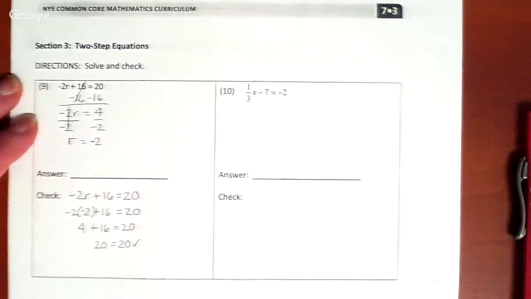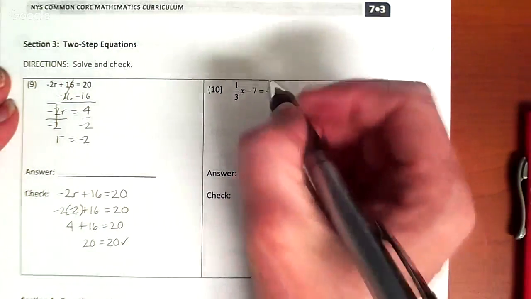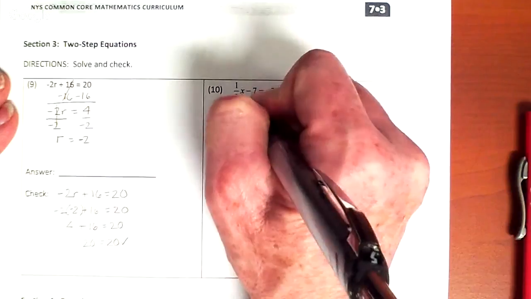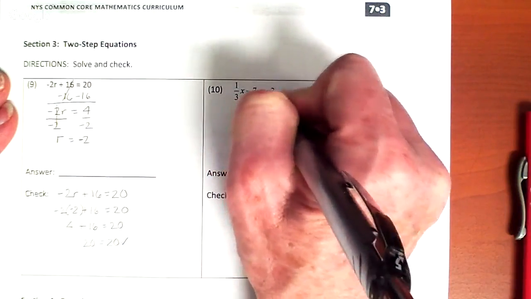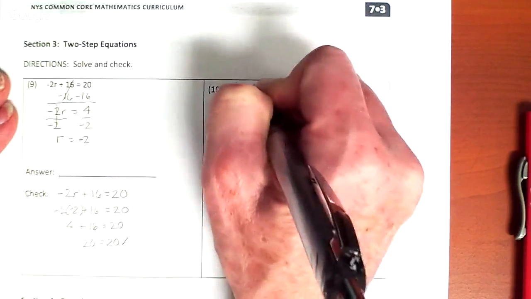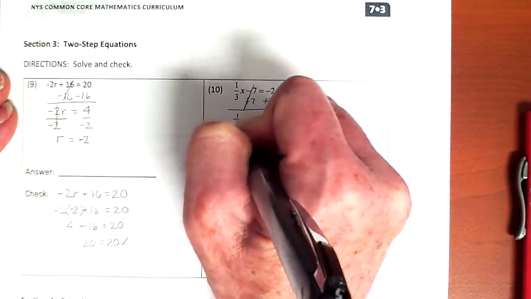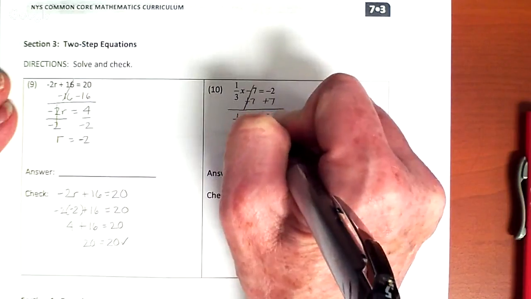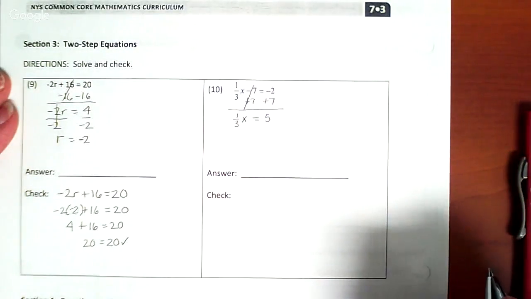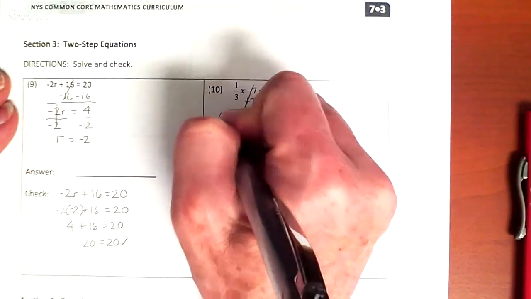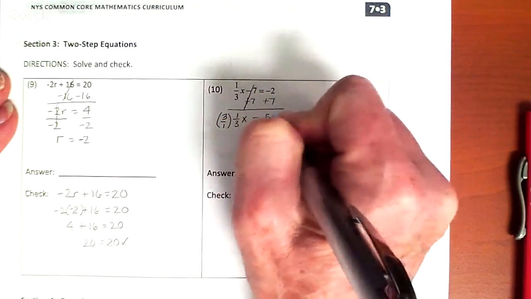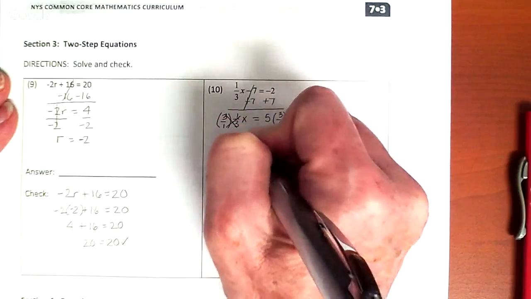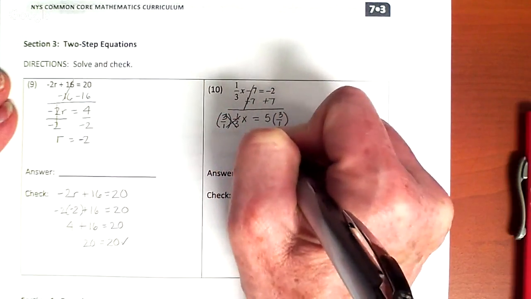So our next problem we have is 1/3 x minus 7 equals -2. So we're going to add 7 to both sides. So here I have 1/3 x equals 5. And then we are going to multiply both sides by 3/1. We get x equals 15.